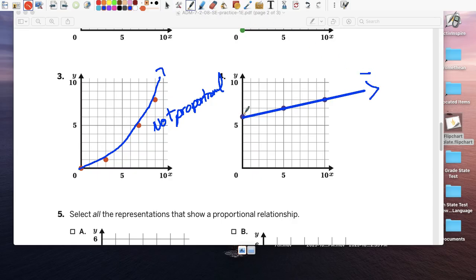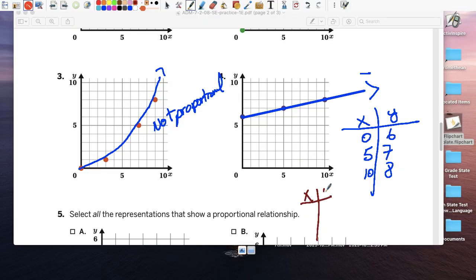But at 0, where is the y value? If you were to create a table, x and y, you would have this point, which is 0, 6. This point is 5 and 7. And this point is 10 and 8. You can already tell that there's no way it's going to be the same constant proportionality for each ordered pair. First of all, 0, 6: in a proportional relationship, when you have 0 for x, what should y be? Y should also be 0. So this is definitely not proportional.